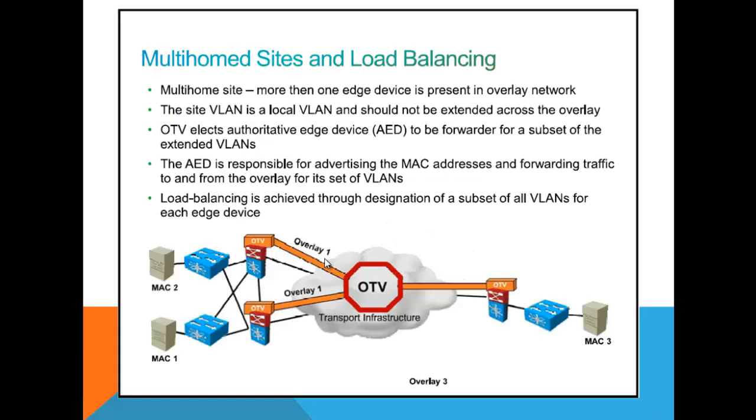So here it talks about multi-homing. When you have multiple edge device, only one will be authoritative edge device, which is responsible for all sort of advertisements, forwarding traffic, learning MAC addresses, and so on. By doing so, it avoids unnecessary duplication of packets when it sends or when it receives the update.